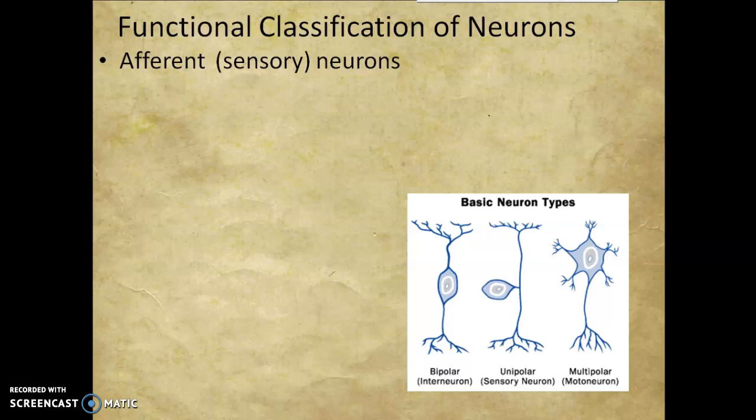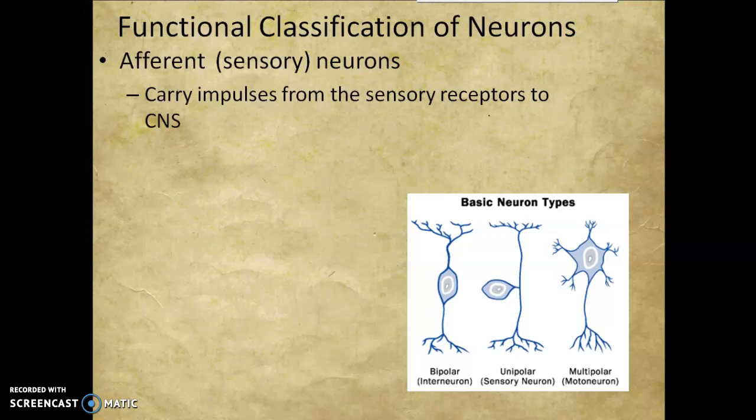Sometimes we refer to these as sensory neurons because they're going to pick up messages from the sensory nerves and then carry them to the central nervous system. So they carry impulses from sensory receptors to the central nervous system. An example of these would be your cutaneous sense organs. Hopefully that word cutaneous sounds familiar, referring to skin, the cutaneous membrane. So when your fingers touch something hot or cold or prickly or slippery, all of those different textures send different messages to your brain.